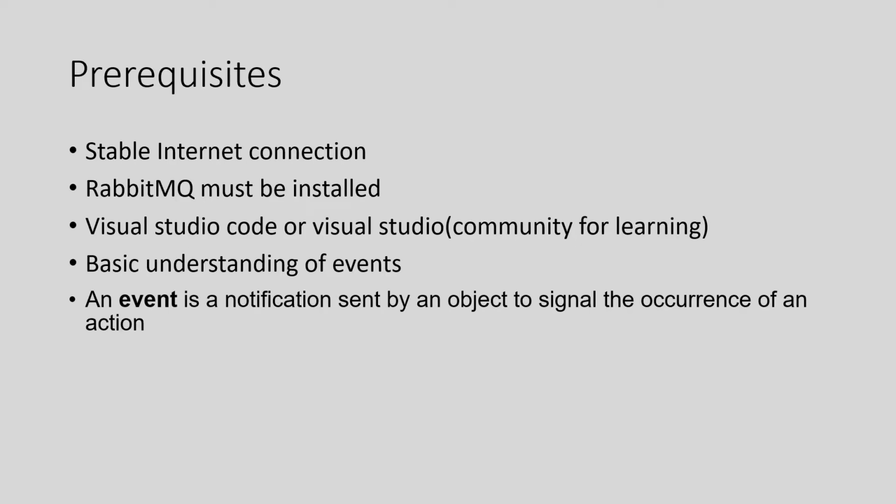So the prerequisites for RabbitMQ to work: we should have a stable internet connection for setup. RabbitMQ must be installed. We must have Visual Studio Code or Visual Studio. I prefer Community Edition for learning purposes. A basic understanding of events is needed. So what an event is, it is a notification sent by an object to signal the occurrence of an action.